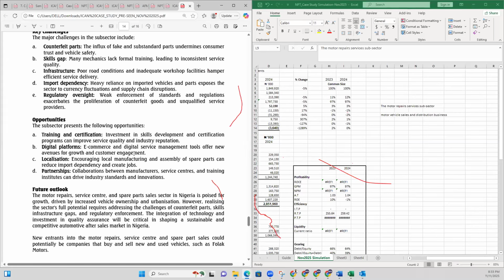C. Localization. Encouraging local manufacturing and assembling of spare parts can reduce import dependency and create jobs. D. Partnerships. Collaborations between manufacturers, service centers, and training institutes can drive industry standards and innovation.